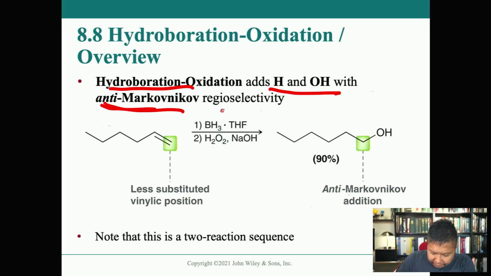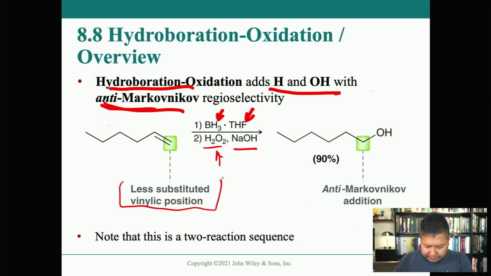We have boron trihydride here, or borane, as some people call it. I think most people call it borane, but I like to call it boron trihydride. Then we have THF, which is tetrahydrofuran, I believe. Then hydrogen peroxide and some sodium hydroxide. So that's why you're going to get the anti-Markovnikov addition this time.